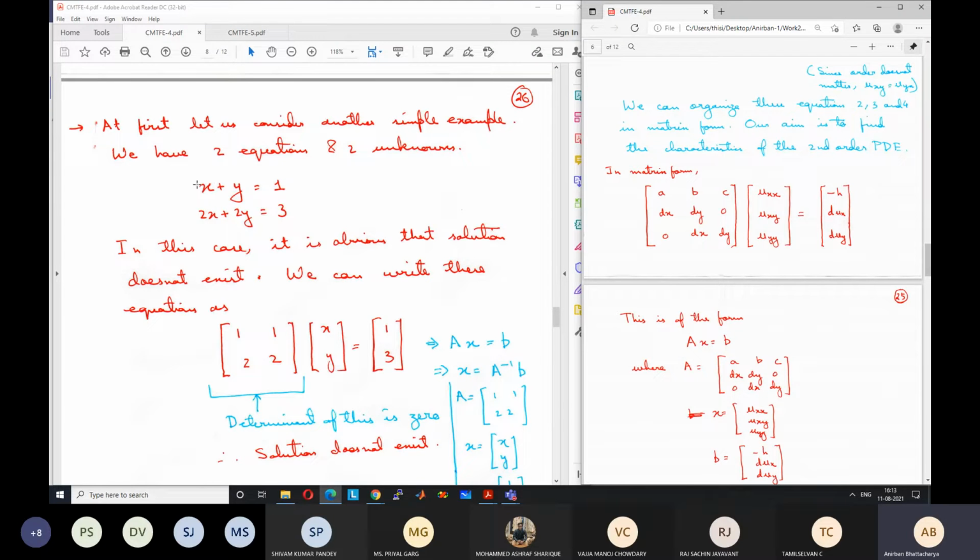Based on the first equation, 2x plus 2y should be equal to 2. But the second equation says that 2x plus 2y is equal to 3. It means that there is no solution for these two equations. So in this case, it is obvious that the solution does not exist. We can write this in matrix form.